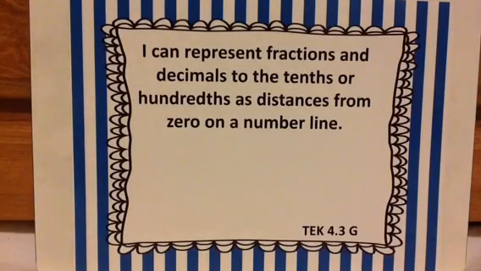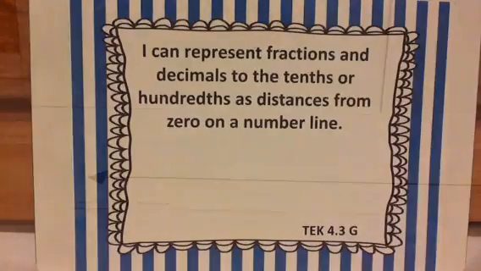I can represent fractions and decimals to the tens or hundreds as distances from 0 on a number line. So on the TEK it says starting from 0. On this side of my number line I'm going to put a 0 right there, and on this end I'm going to put a 1. Now see the entire part, so I'll try to move my camera so you can see all of it.